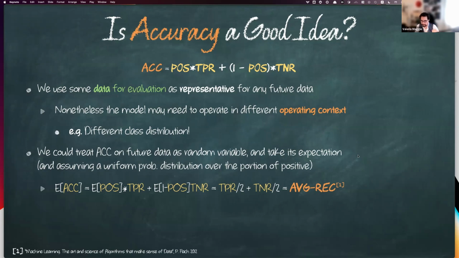So if we treat the accuracy on future data as a random variable, and bear with me, this is the only thing a little bit more technical I'm explaining in the slides, and we take the expectation, assuming in the simple case a uniform probability distribution over the proportion of positives, we end up understanding that a better measure is the average recall. The average recall is essentially half of the true positive rate plus half of the true negative rate.